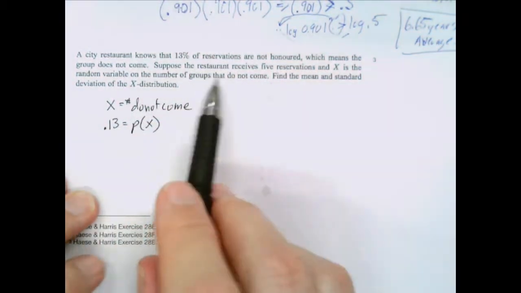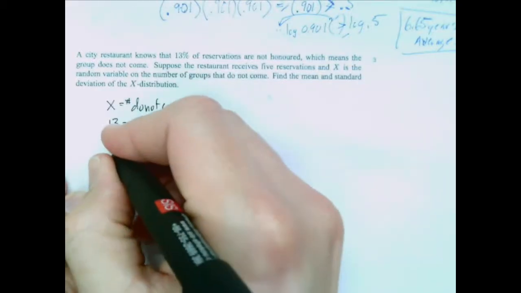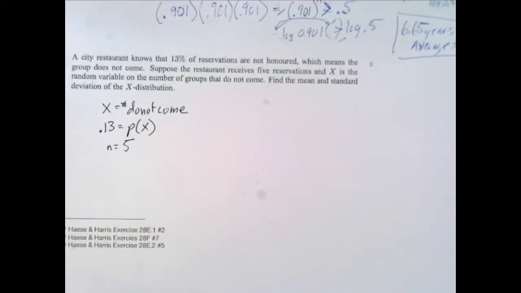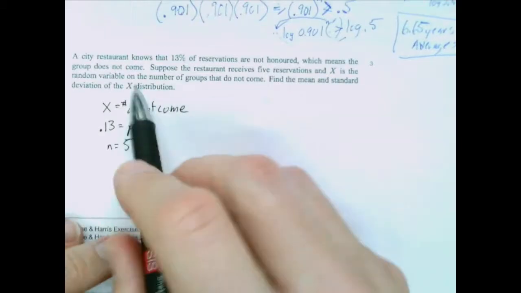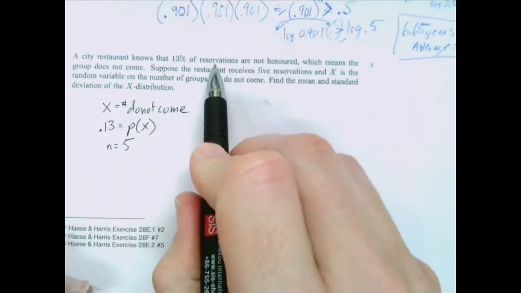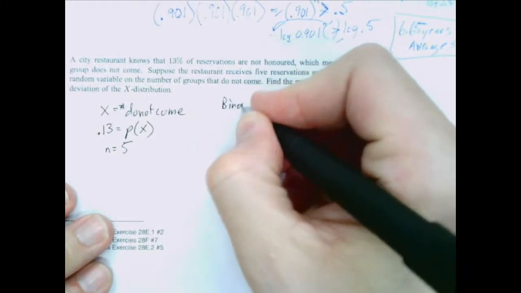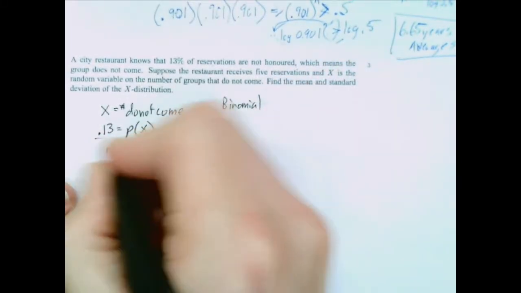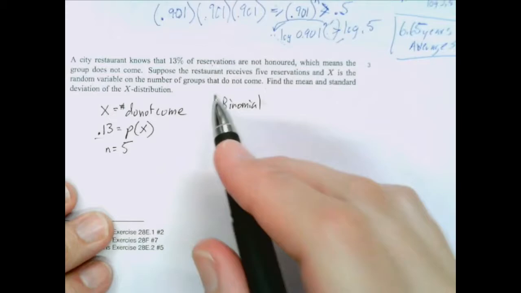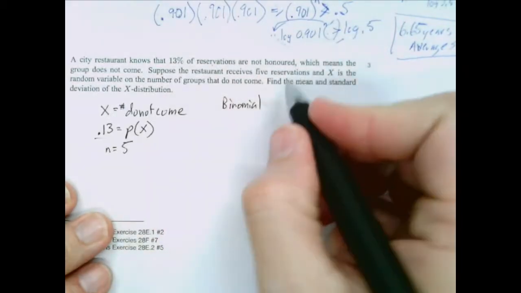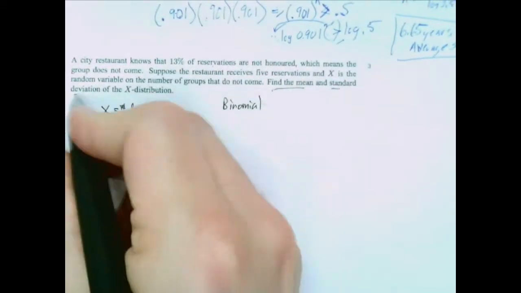Okay, so the restaurant receives 5 reservations. Okay, what kind of distribution is this? Well, hopefully you recognize that this is a binomial distribution, right? Because each reservation is a new trial, and so we say this is binomial. They each have the same probability, 0.13, and we're going to repeat 5 times. So here it says find the mean and the standard deviation.